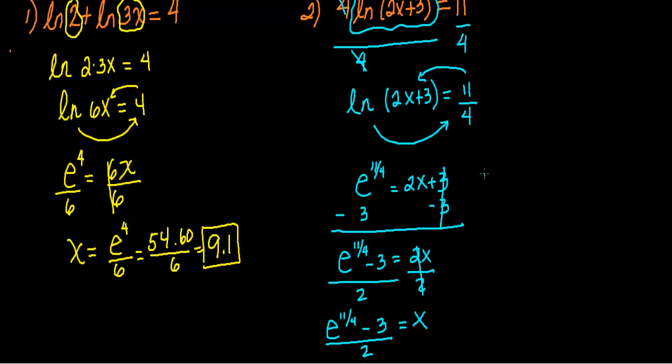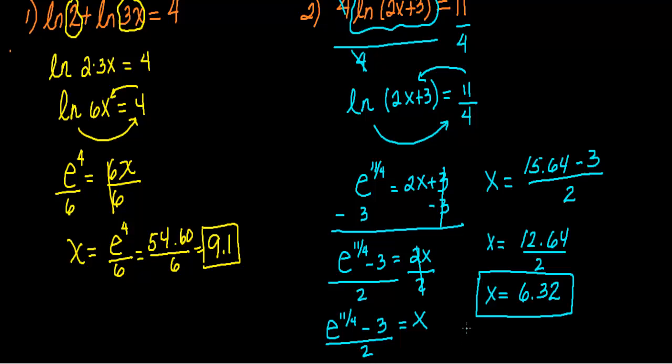So let's get our calculator and see what we get. Okay, here's what I got for x, 6.32. Let me go through the steps. When you have e raised to the 11/4 power, the first thing you need to do in your calculator is figure out how much is 11 over 4. And when you do that, you get 2.75.